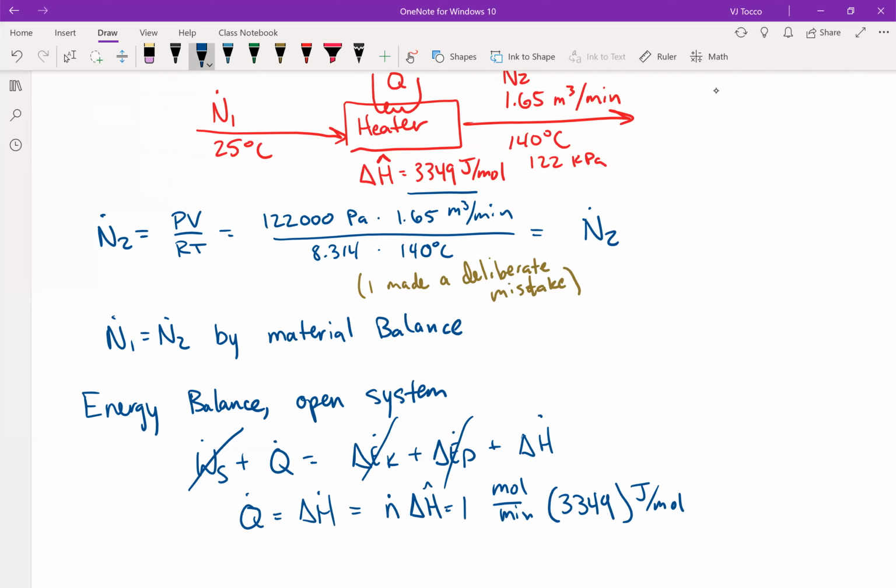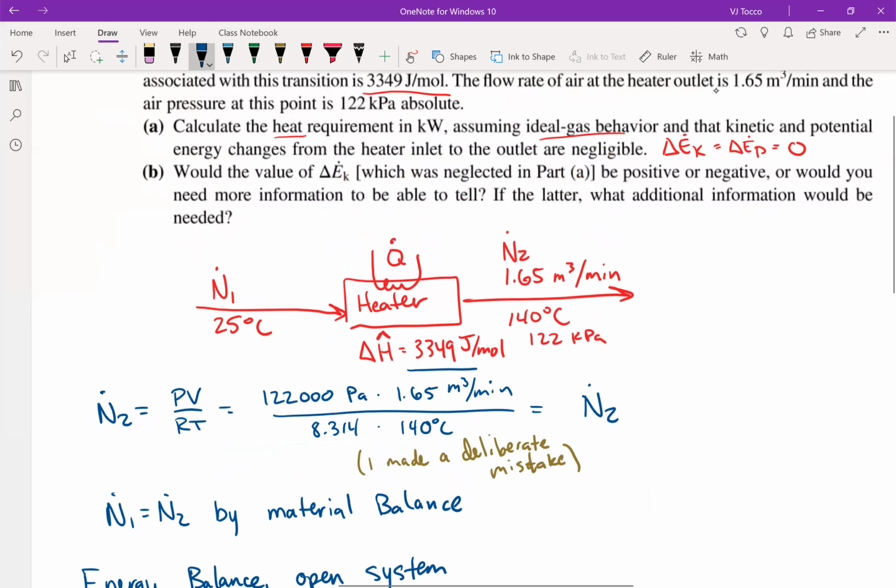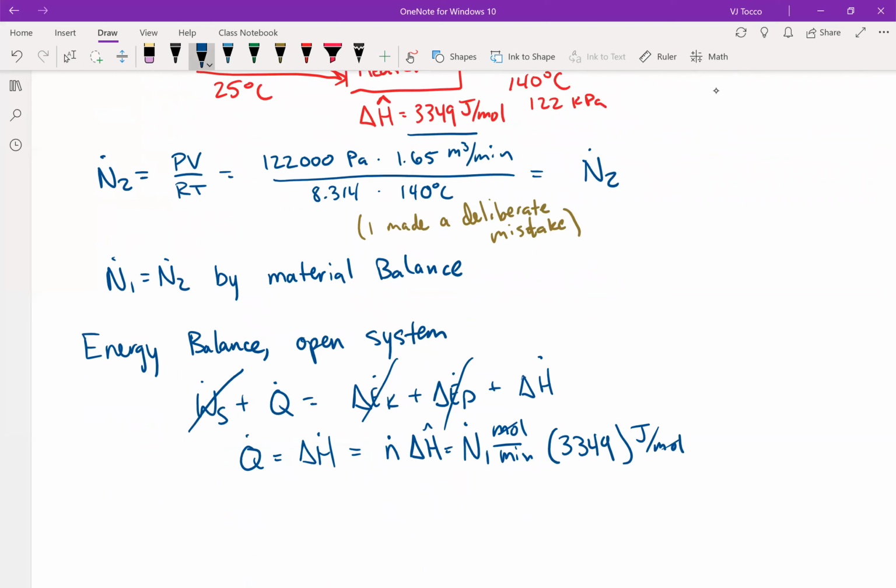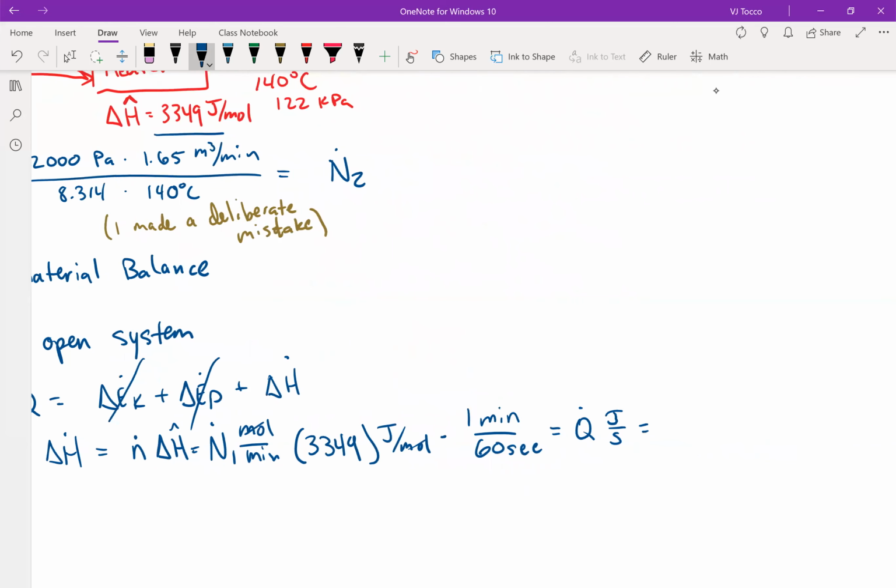Keeping my units so I don't get confused, moles are going to cancel and I'll be left with a Q that is joules per minute. So that was the point of the problem. What is the heat requirement in kilowatts? Oh, actually, no, I don't have that yet. I'm going to be left with joules per minute. In order to convert to kilowatts, I'm going to have to convert minutes to seconds. So if I say 1 minute divided by 60 seconds, then I'd be left with Q in joules per second, which is equal to watts. Then the last conversion to make it kilowatts would be to divide by 1,000.